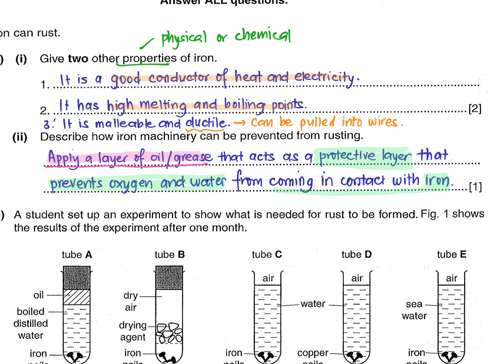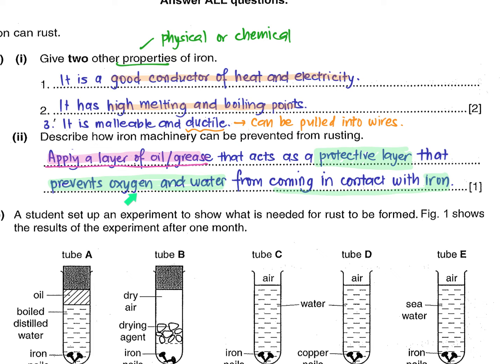So for machines that involve gears, please make sure you talk about using a layer of oil or grease. This can also have some lubricating effect, which allows the whole thing to work more smoothly. So describe how you can prevent rusting. First you tell them that you apply a layer of grease or oil, and by doing so you cause a protective layer to form around the machine. I need to see the words protective layer. And why is it protective? With that layer, you prevent the oxygen in the air and water from coming into contact with iron. Without these 2 conditions, your iron will not rust.